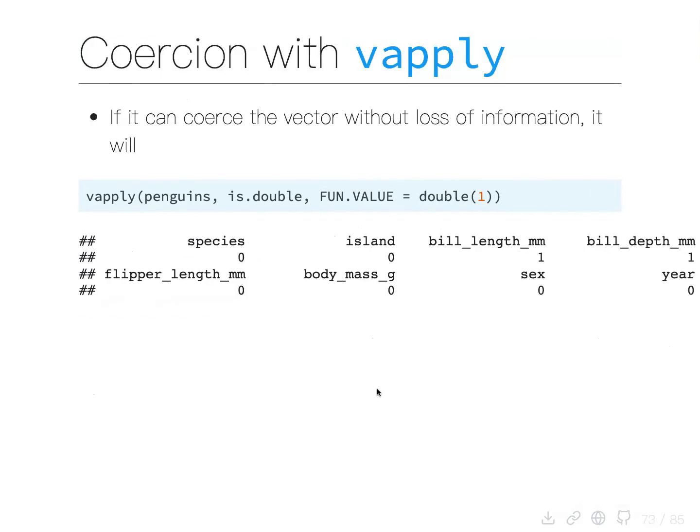But so here's an example. is.double, that's a logical, right? But then I'm requesting of type double back. So the TRUEs get turned to ones and the FALSEs get turned to zeros.